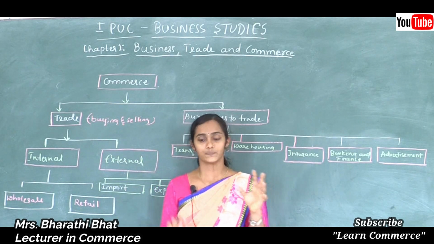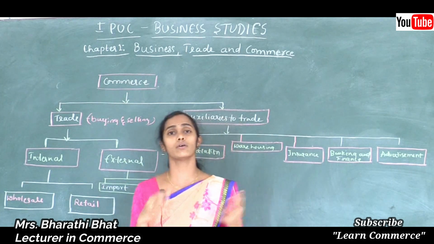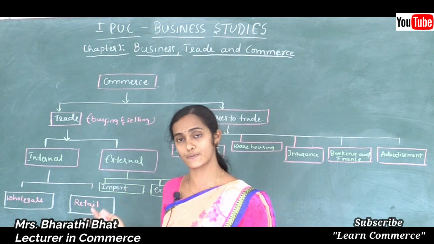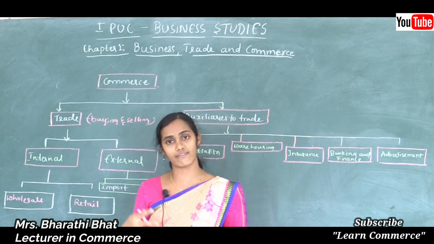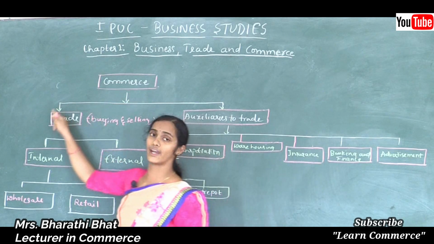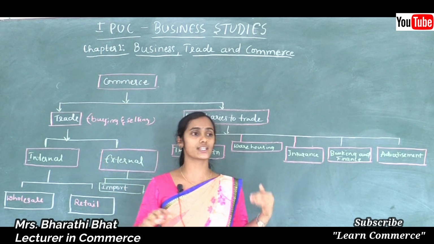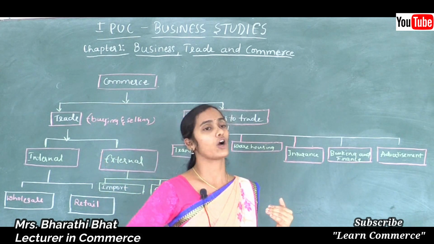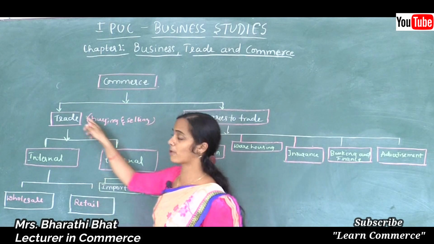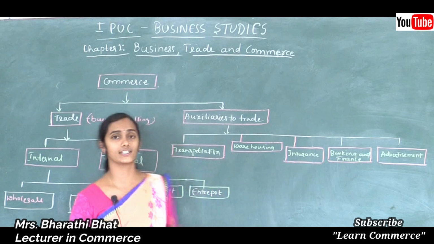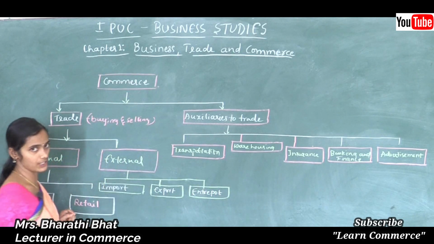Here we can say that through the trading system, many business persons help to meet the consumers, to make the goods available to the consumer. Through trade, producers can fulfill the needs and wants of the consumers. That is about trade. So trade can be further divided into two types, that is internal trade and external trade.